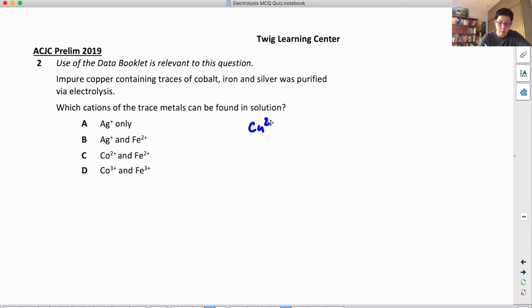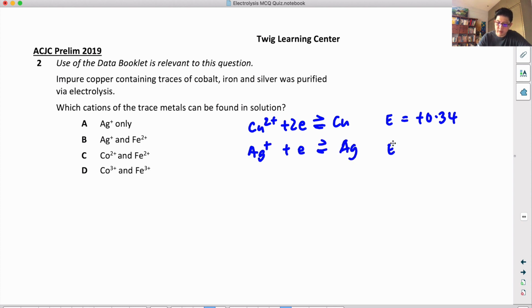All right, so Cu2+ + 2e⁻ gives Cu, and this is plus 0.34. Silver will be Ag+ + e⁻ to give you Ag. This value will be plus 0.80.